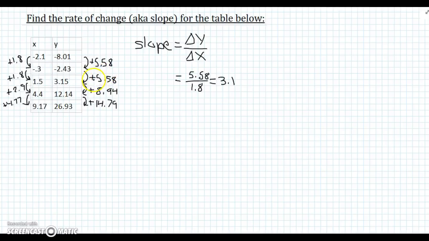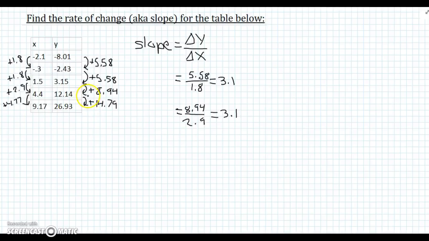So the next one, well, that one's clearly going to have the same slope if our change in y and our change in x between these 2 points here are the same. The slope's the same as before. But the next one goes up by 8.94, and then the x goes up by 2.9. Divide those on a calculator, and guess what you get? 3.1. So that's an even better sign that we have a line, because now we have this point and this point all have the same slope between them.